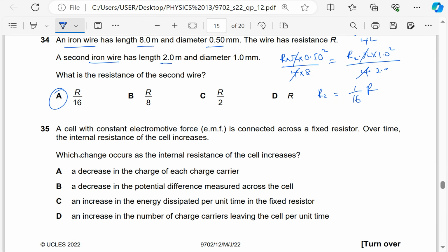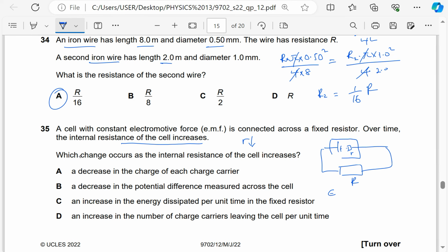A cell with a constant EMF is connected across a fixed lamp. So it is connected across a fixed resistor. Over time, the internal resistance of the cell increases, so small r increases. Which change occurs as the internal resistance of the cell increases? So I will try to sketch this here. So let's say this is the cell which has some internal resistance, and there is another fixed resistor, R. So this is internal resistance here.